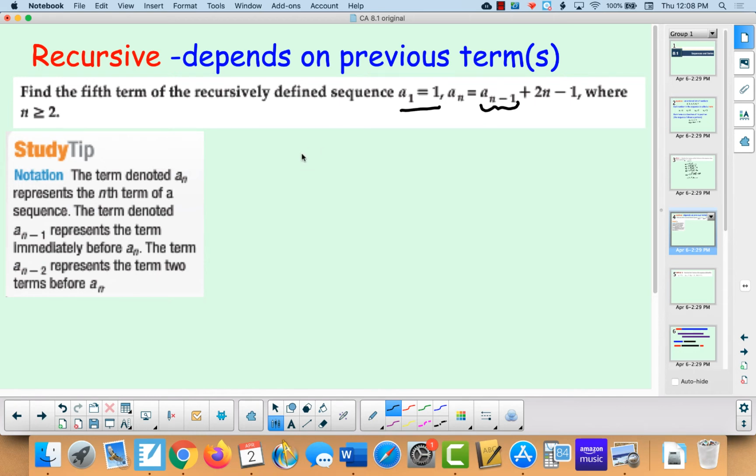So if I'm trying to find the fifth term, I have to know what the first four terms are first, because I need to know what the fourth term is to use that formula. So in this case, a sub 1 is 1. A sub 2, we're going to take the term before it, which is a sub 1, and get 1, plus 2. We're finding a sub 2, so this time n is 2 minus 1. So that gives us 4.